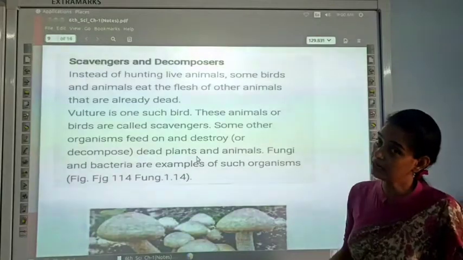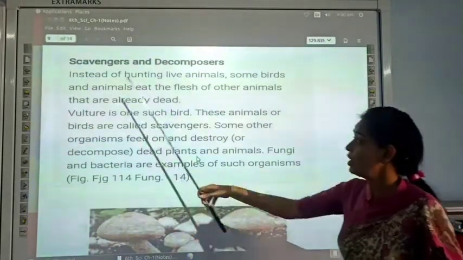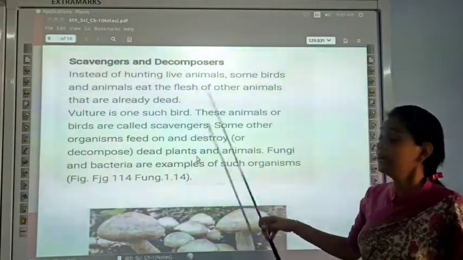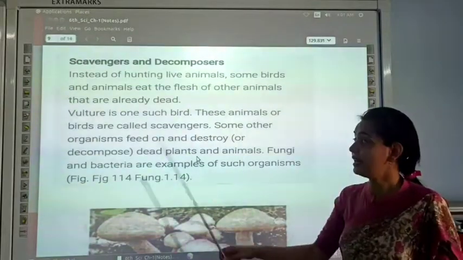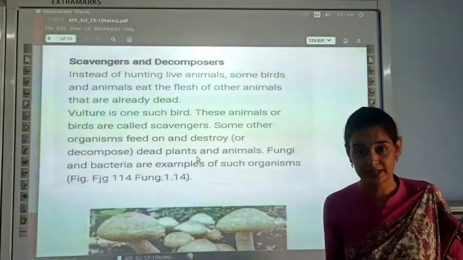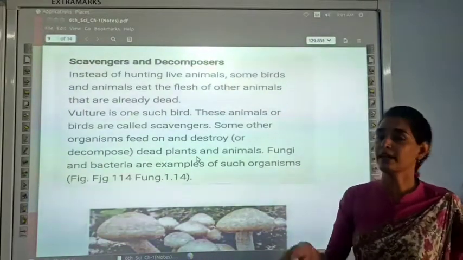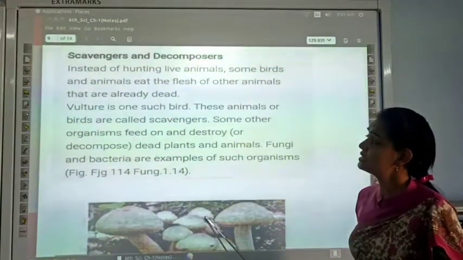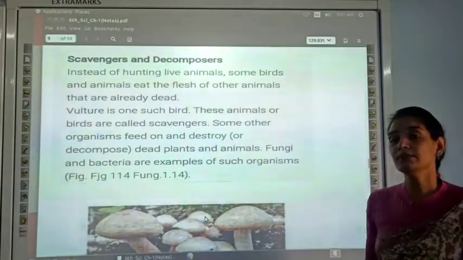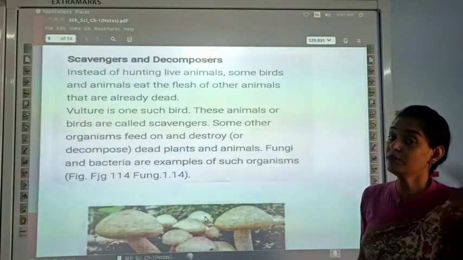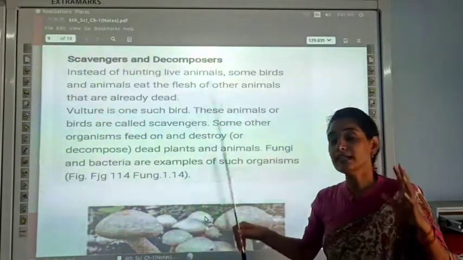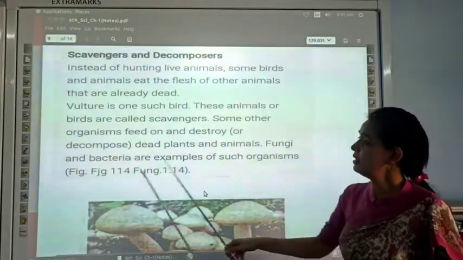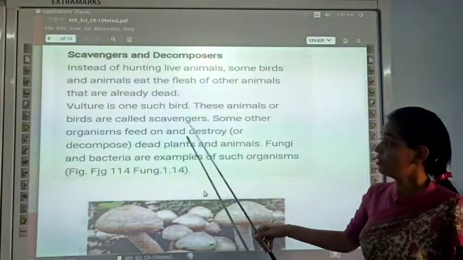Okay, but depend कर रहे हैं meat and other animal पर. Instead of hunting live animal, some birds and animals eat the flesh of the other animal that are already dead. जो कि naturally dead हुए हैं या other animal उसकी body छोड़ गए हैं, उस बेस से भी अपना food gain कर सकते हैं. So vulture is such bird. तो vulture normally हम carnivore में भी ले रहे थे क्योंकि वो meat ही खा रहा है, पर वो dead body से खा रहा है. That is why that is called scavenger. So these animals and the birds are called scavenger.